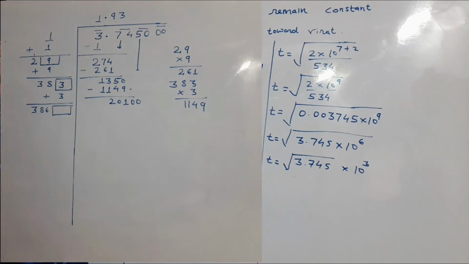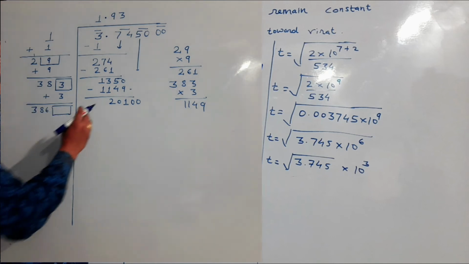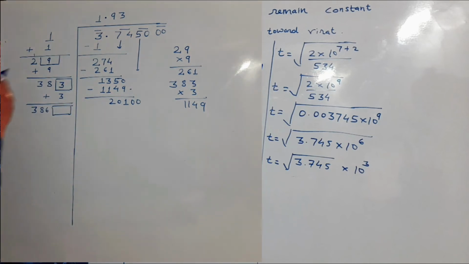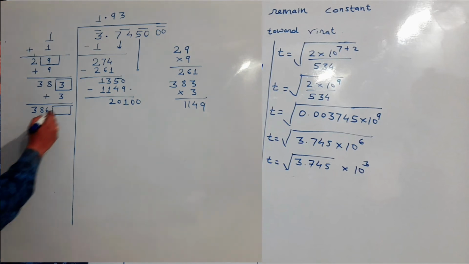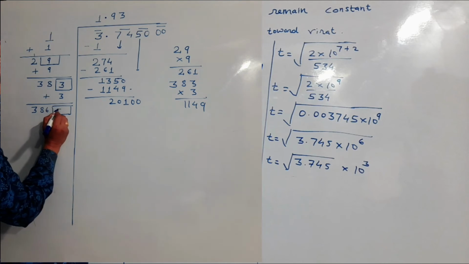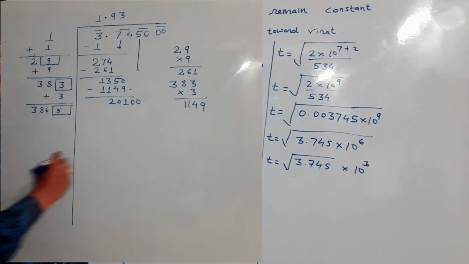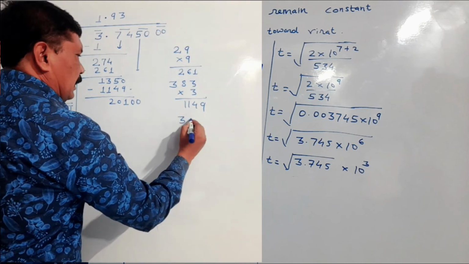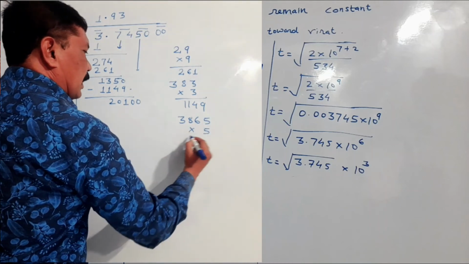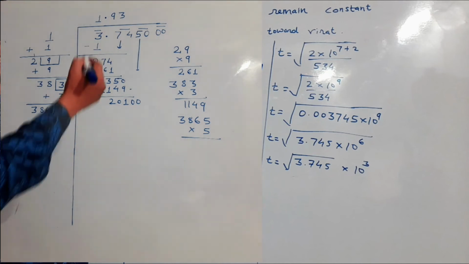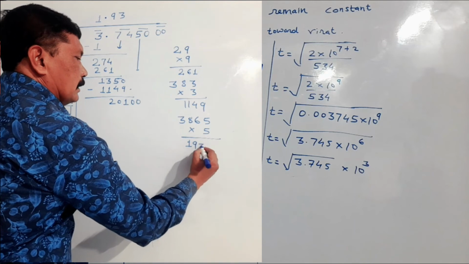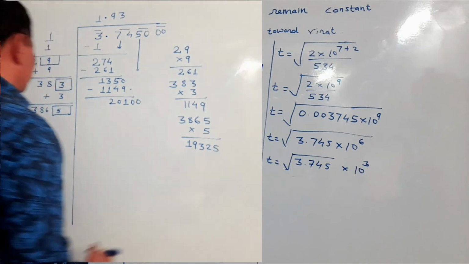So we will try to find such a number which is close to 20100. So if we go on multiplying with 1, 2, 3, 4 and then 5, let's see what will be the answer. 3, 8, 6, 5 into 5. Now my dear student, if we multiply this, we will get 1, 9, 3, 2, 5.